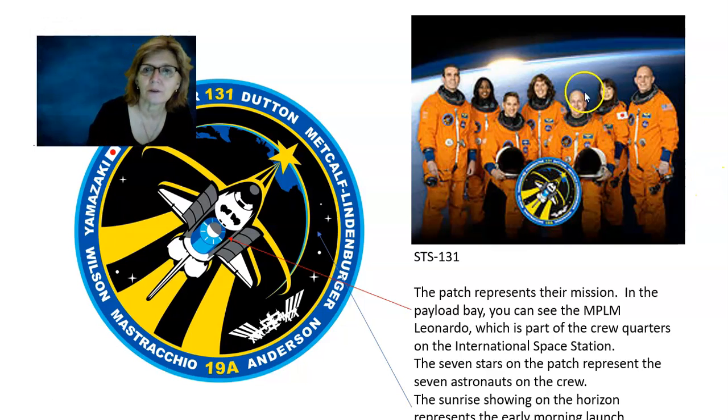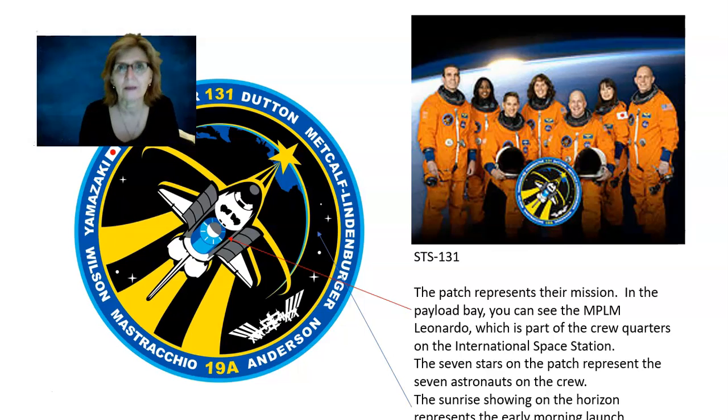You will notice that there are 7 astronauts. And if you look at the patch, you will notice that there are 7 stars. So there is symbolism that is directly in the patch. This symbolism simply means that there are things on the patch that are symbols that represent what's going on in the real world or in real life. So 7 astronauts, 7 stars.